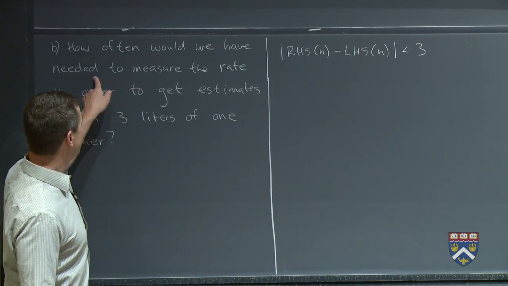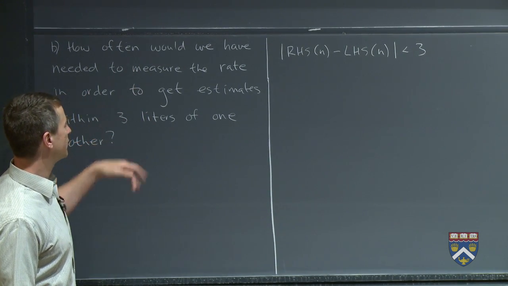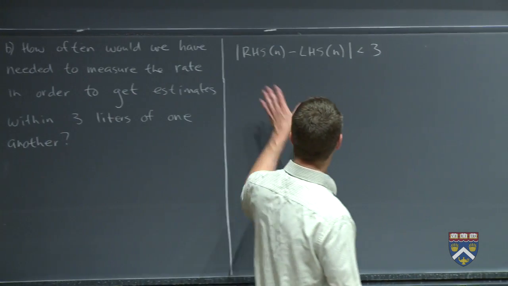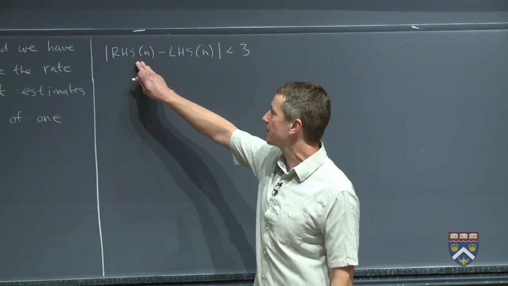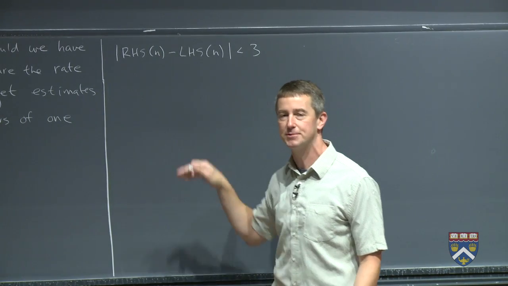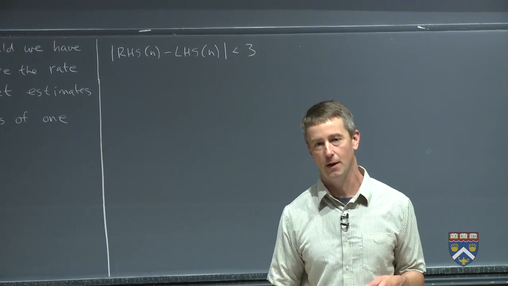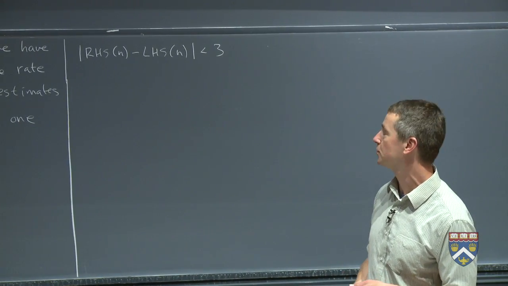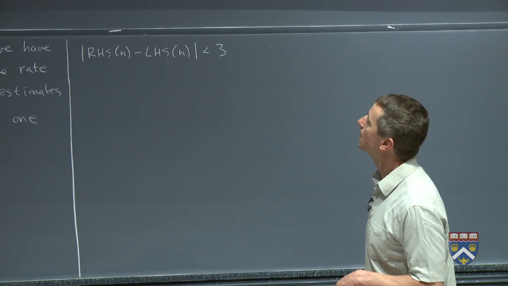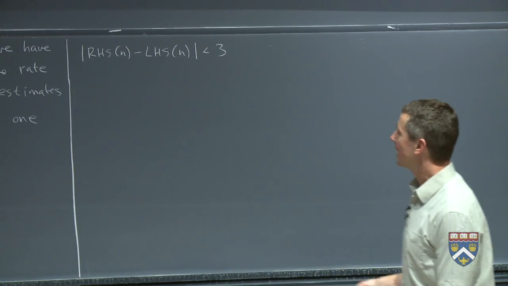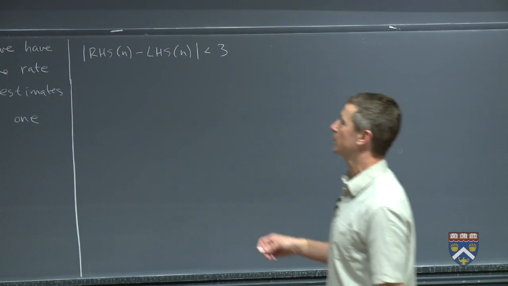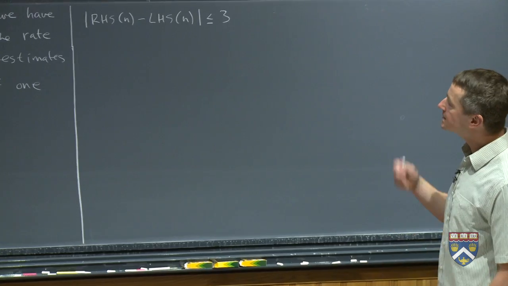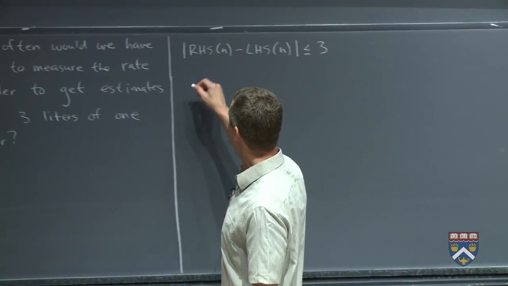How often would we have needed to measure this rate in order to get the estimates within 3 liters of one another instead of within 30 liters of one another as they were up here? So what we want is the difference between the right-hand sum and the left-hand sum. I'm putting them in absolute values here because that's the standard way to do it. We don't know which one is necessarily going to be the bigger. In this case, of course, we do know that the left-hand sum is the bigger of the two, but this is a more general way of looking at it. We want the difference between them to be less than or equal to 3 liters.